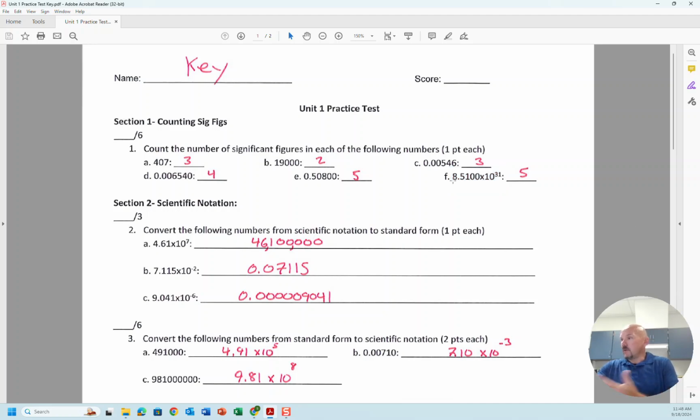So if you have a number in scientific notation, whatever is written in front of it there is a significant digit, right? So 1, 2, 3, 4, 5 significant digits. That's it. Okay. If I wanted to make it 6, I would add another 0 right here. If I wanted to make it 7 sig digs, I would add another 0. If I wanted to make it only have 3 sig figs, I would take away these 2 zeros, and then it would just be 8.51 times 10 to the 31st. Okay. But the way this number is written, it has 5 significant figures. Okay.